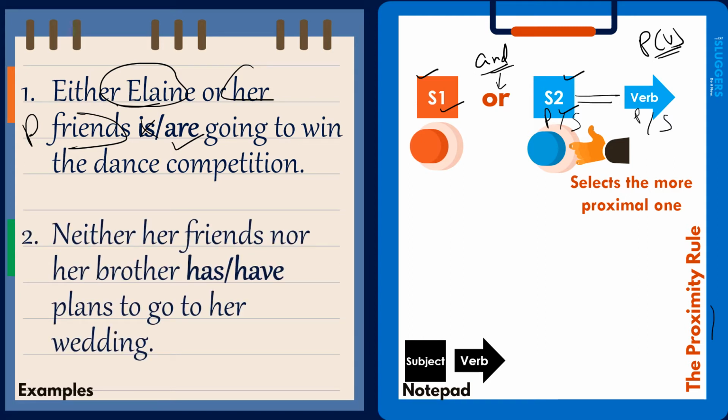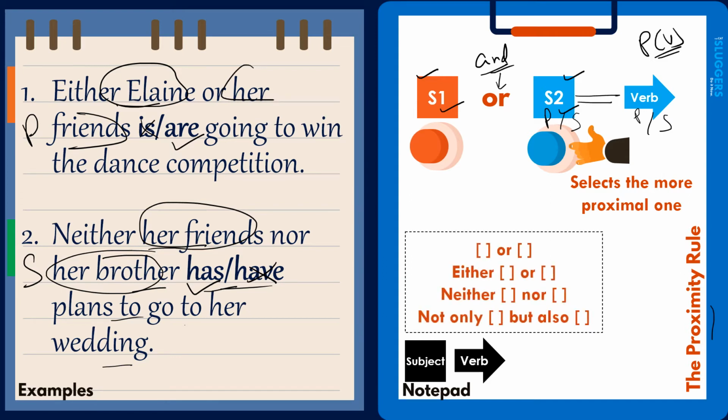Another example: neither her friends nor her brother has or have plans to go to her wedding. Her friends is the first subject, her brother is the second subject. The second subject is more proximal, right? And the more proximal subject is singular in nature. आपका proximal वाला subject singular है, so obviously the verb has to take a singular form, which means has, not have. So the correct expression here would be: neither her friends nor her brother has plans to go to her wedding.